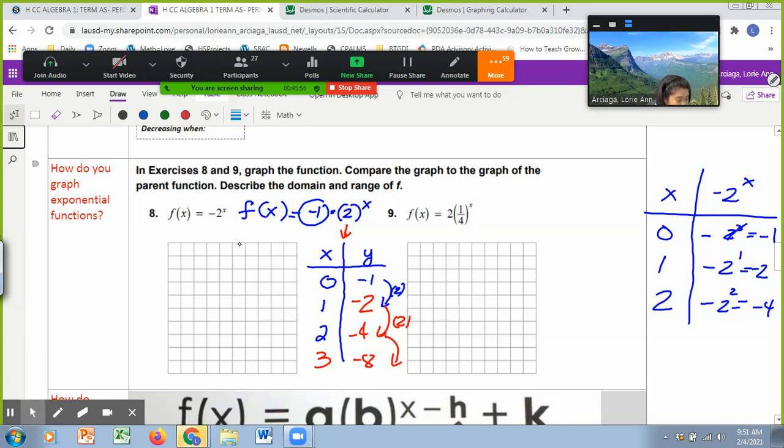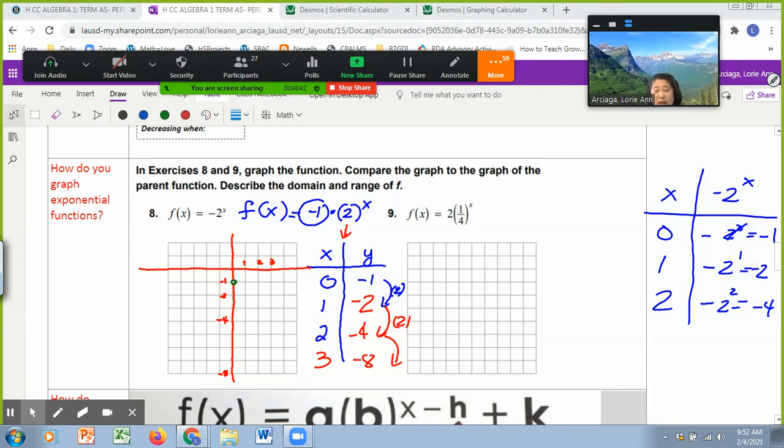We need mostly y values. So with x as 0, 1, 2, 3, the y values are -1, -2, -4, -8. All right, so let's graph. The initial value is -1.